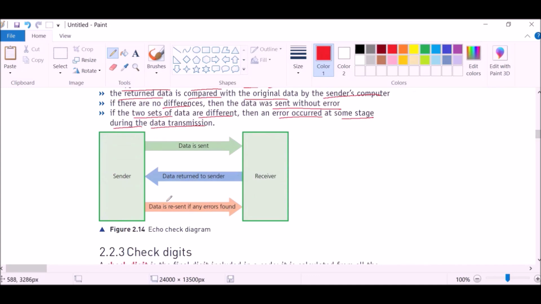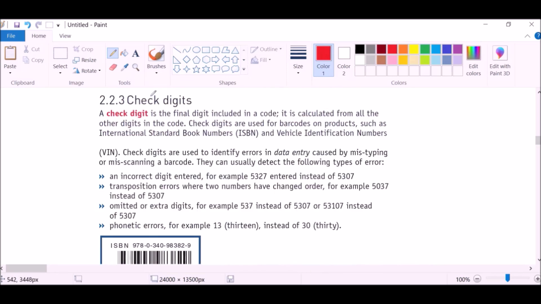So this is a diagrammatical representation of echo check. Data is sent from sender to receiver. The receiver returns data to the sender. Data is resent if any errors are found. Then we go to check digits.